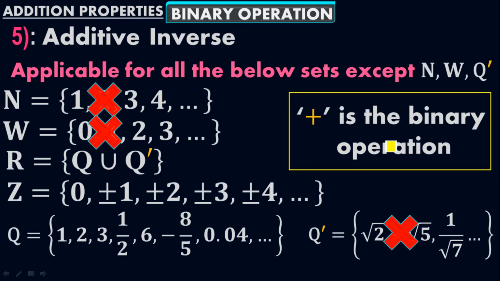By using the addition binary operation, additive inverse property is applicable for these sets except the set of natural numbers, the set of whole numbers, and the set of irrational numbers.